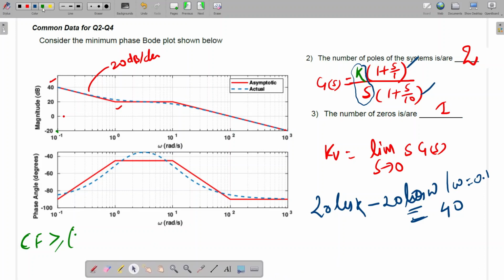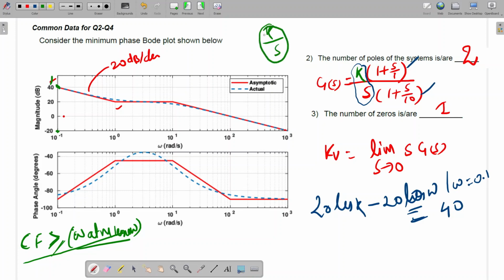See, here we know at 10 to the power minus 1 the magnitude, 40 dB. This value we know. So for k value calculation, the frequency at which the magnitude is known, if I know the magnitude here, then frequencies greater than or equal to it will be neglected from the G(s) for k calculation. So for k, only k by s will be there.